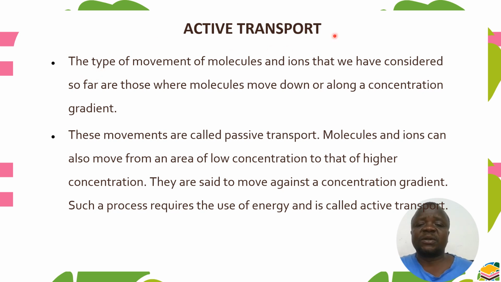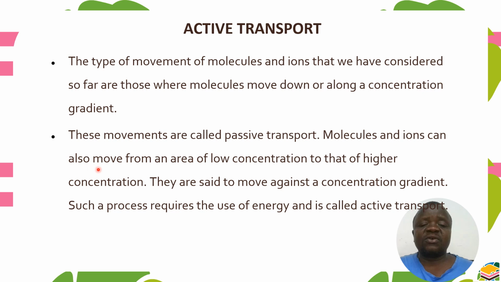This is another physiological process, but the type of movement of molecules and ions that we have considered so far are those where molecules move down or along the concentration gradient. These movements are called passive transport. So we have looked at diffusion, which is an example of passive transport. We have also looked at osmosis, which is an example of passive transport. We have cytoplasmic streaming.